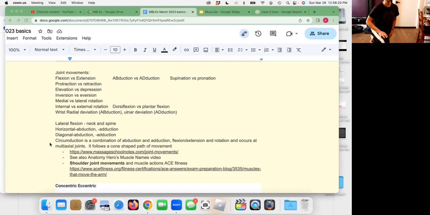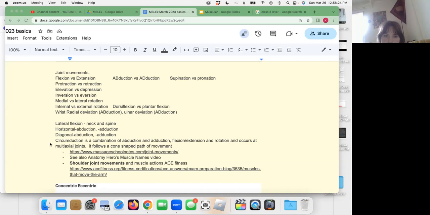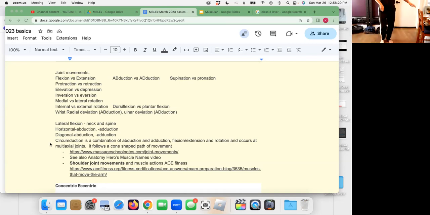Inversion and eversion happens in the foot. I'll just show you quickly. This is inversion, this is eversion. I guess you could remember that with inversion, the foot's coming in toward the midline, and with eversion, it's going away from the midline. Letter E, like eccentric or eversion, often refers to away.